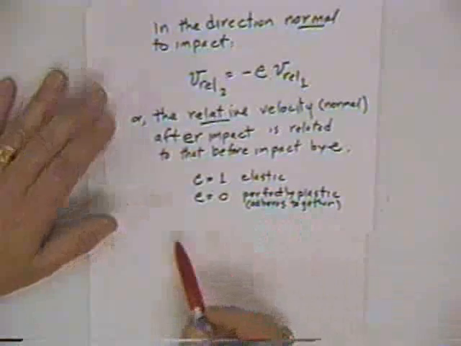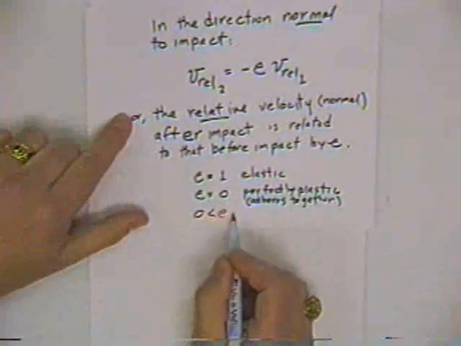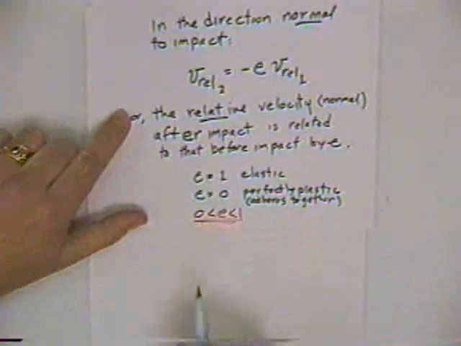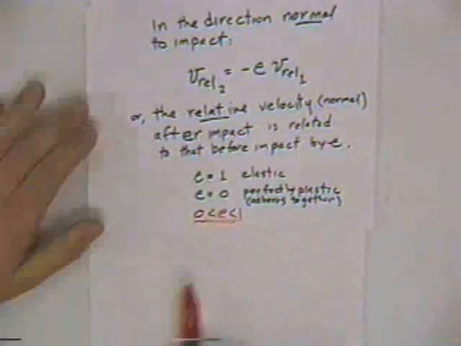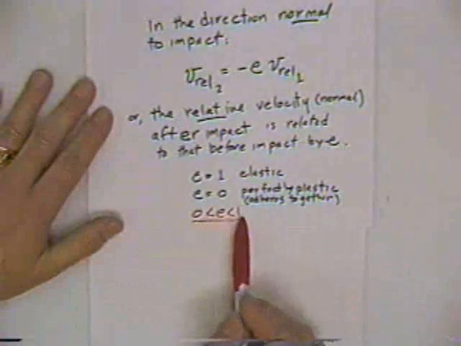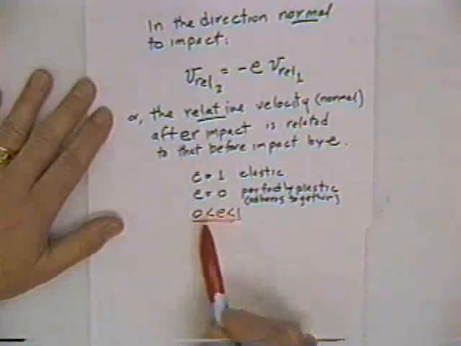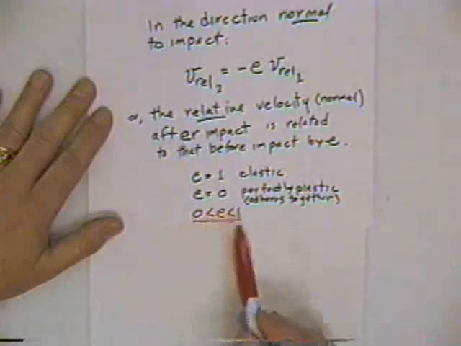It adheres together. Real values of E are somewhere in between. Okay? E is somewhere in the range of 0 to 1 for real collisions. 1 is the ideal case when they rebound with the same relative velocity in the normal direction, and 0 is the ideal case when they stick together. And we use that because we need an additional equation to be able to solve these problems.